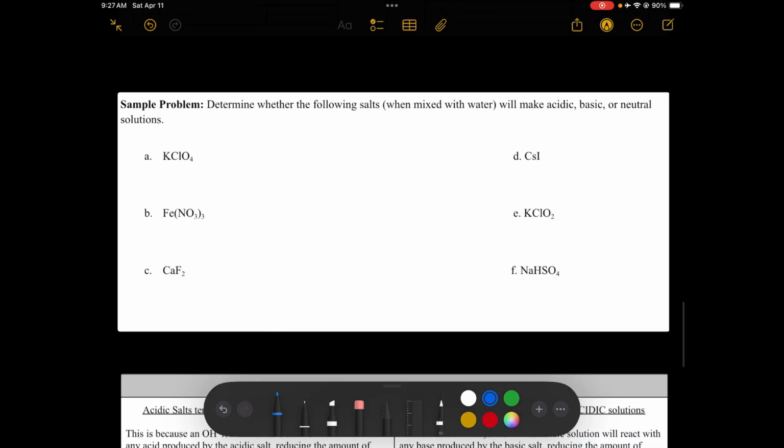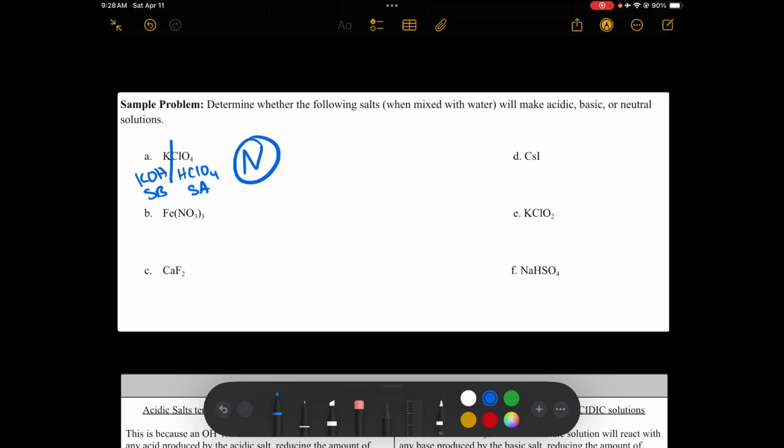Let's look at a sample problem. Determine whether the following salts, when mixed with water, will make acidic, basic, or neutral solutions. So we've got to look at the different pieces of these salts. KClO4. We split that salt. The base that could produce potassium would be KOH. The acid that can produce ClO4 would be HClO4. That is a strong base and a strong acid. How do I know? Because I checked with the table. Strong acid and strong base means a neutral salt.